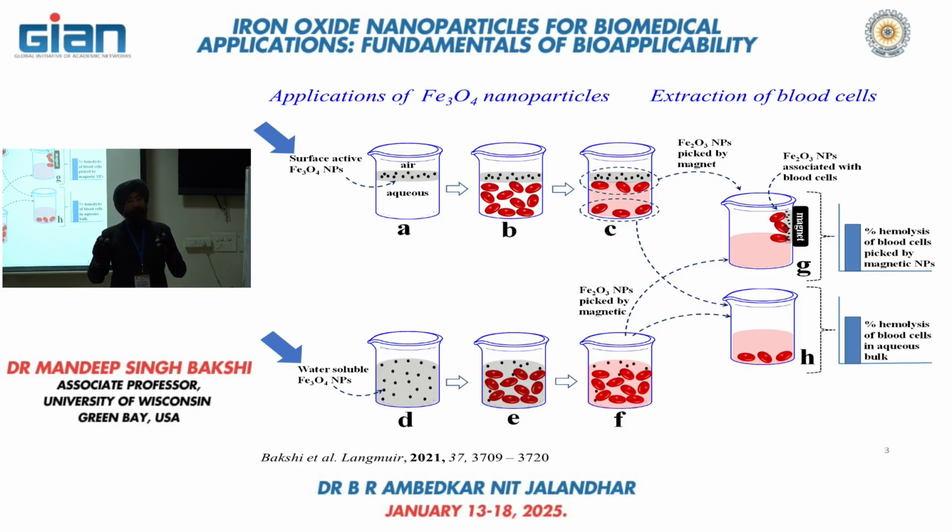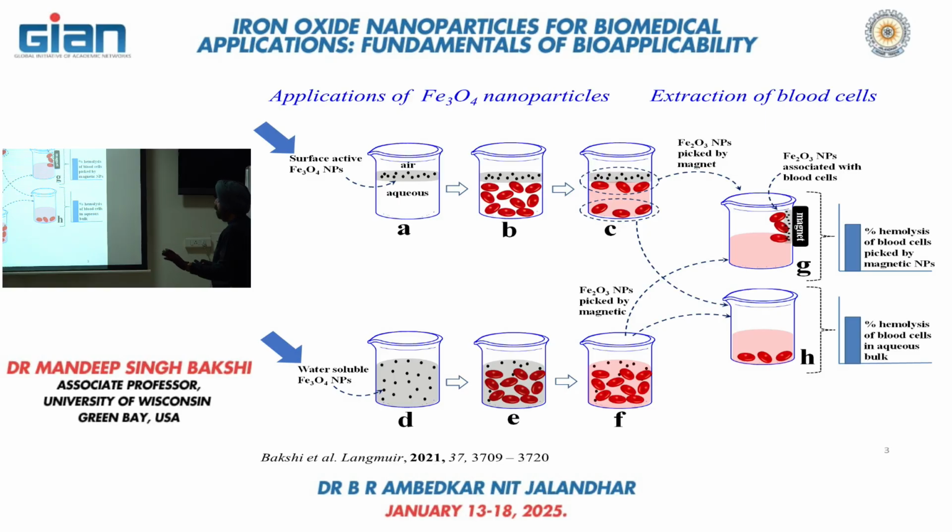But the best magnetic nanoparticles are those which can extract the blood cells without breaking. So we have to find out which are the best magnetic nanoparticles that can be used in order to extract the blood cell.